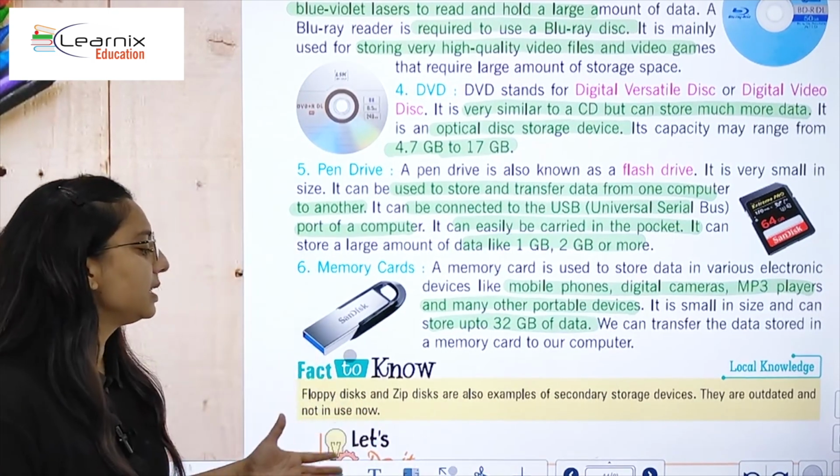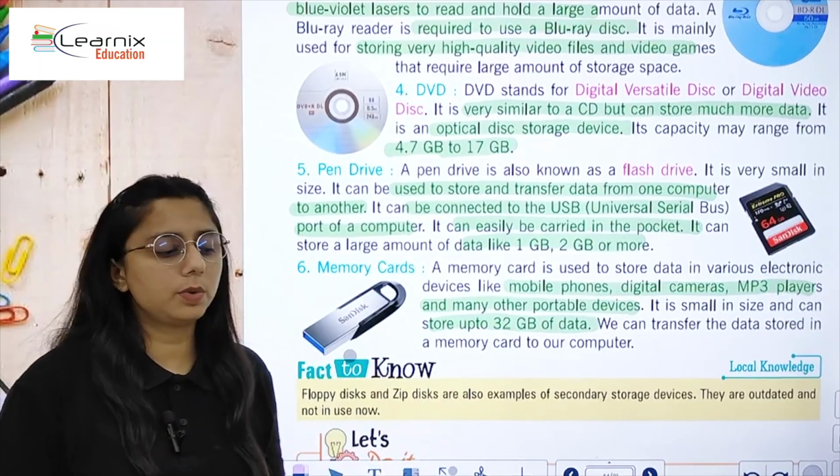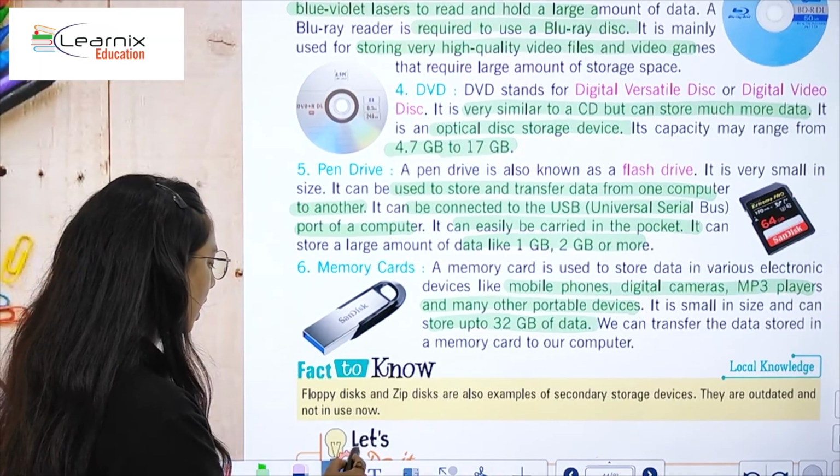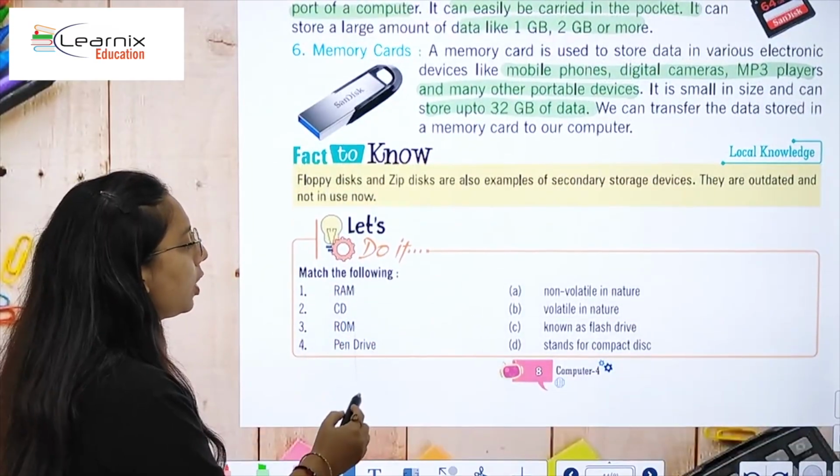Floppy disks and zip disks are also examples of secondary storage devices, but they are outdated and are not in use now.